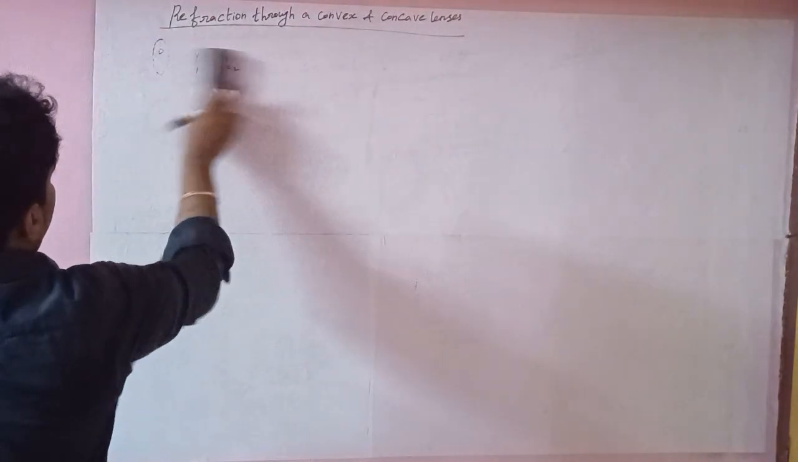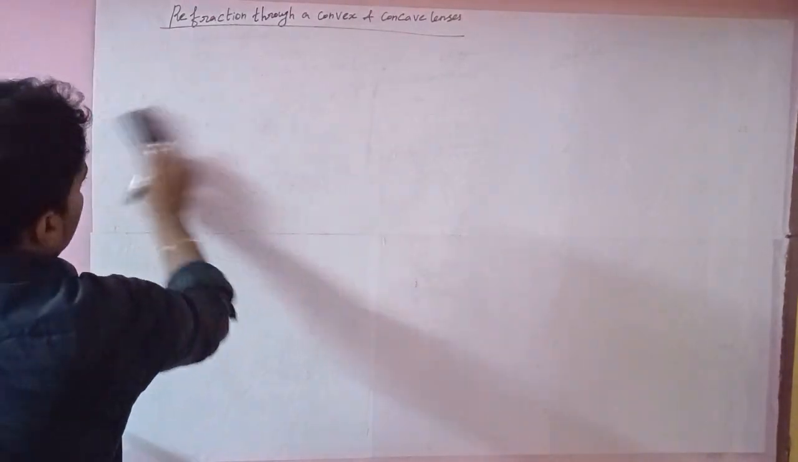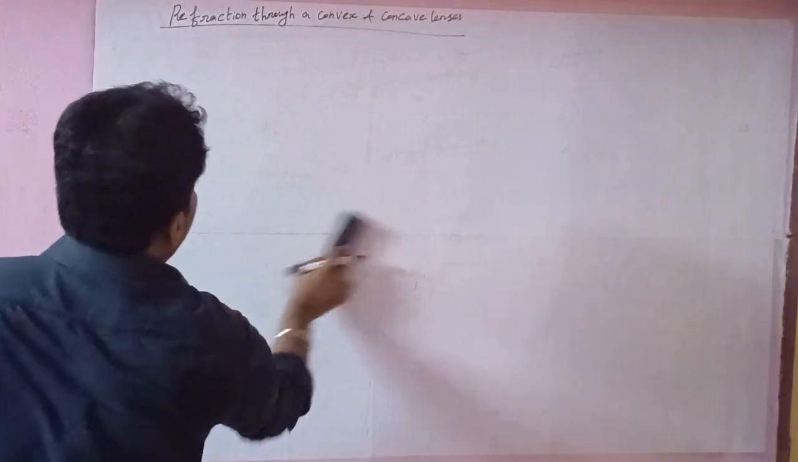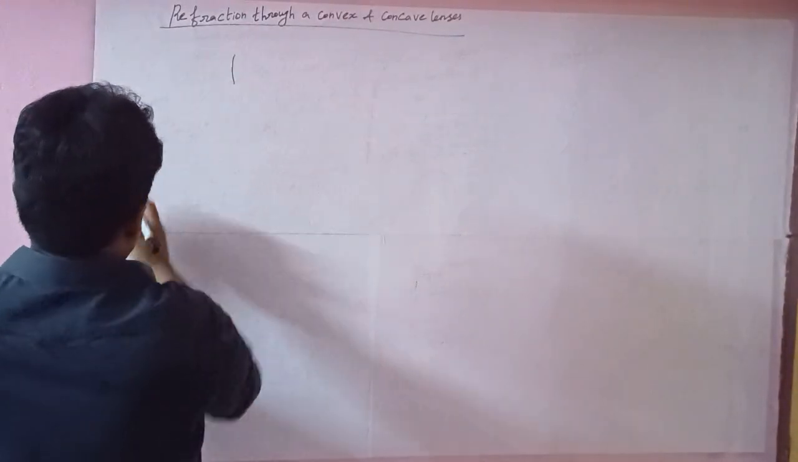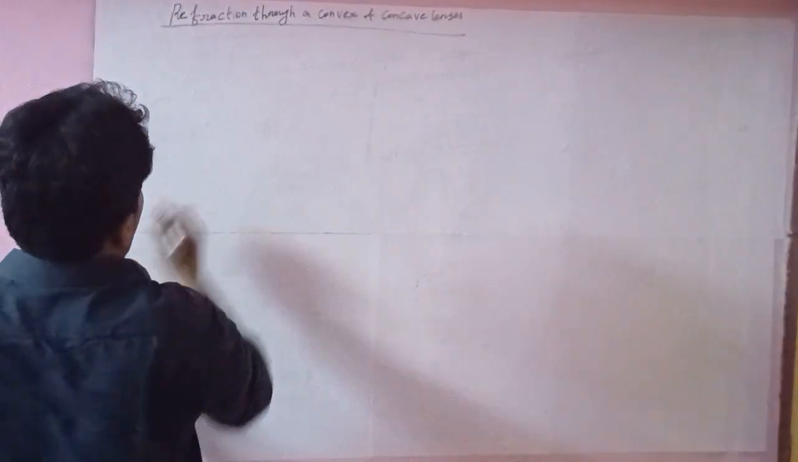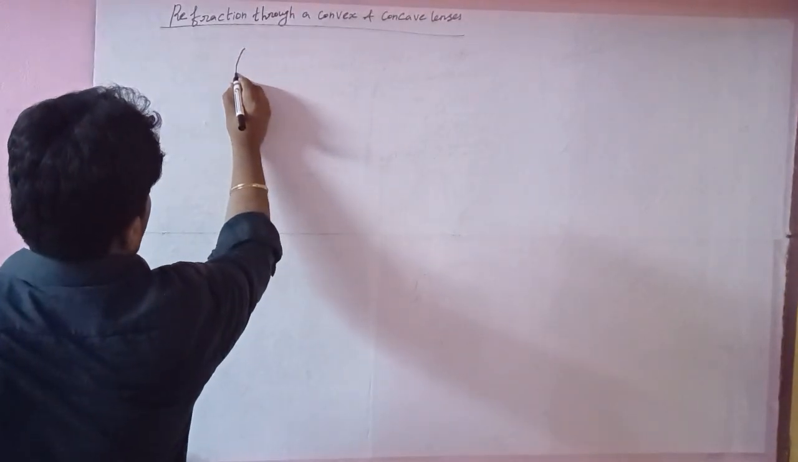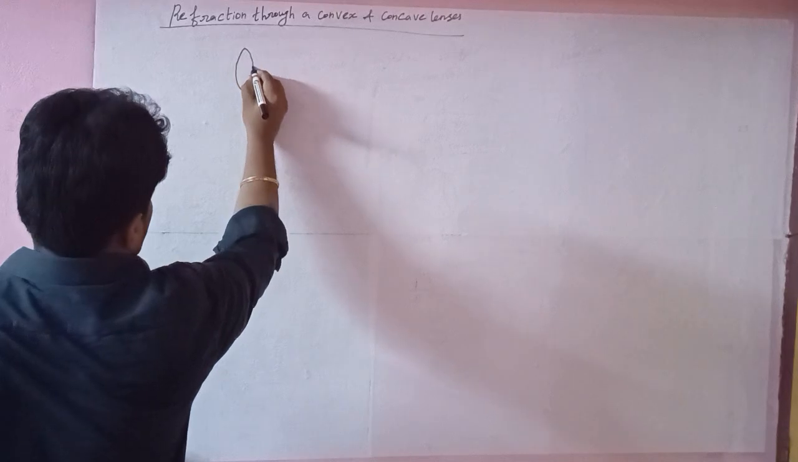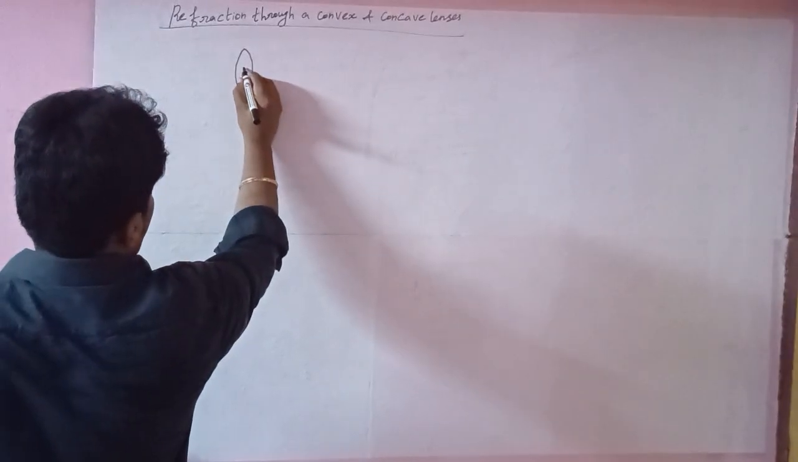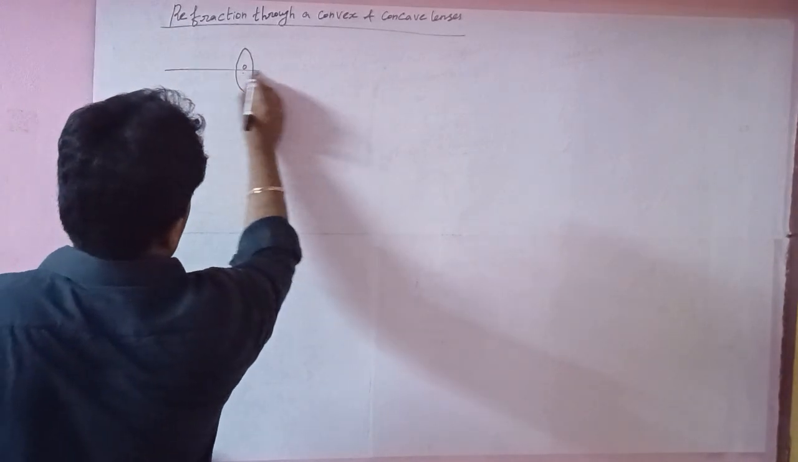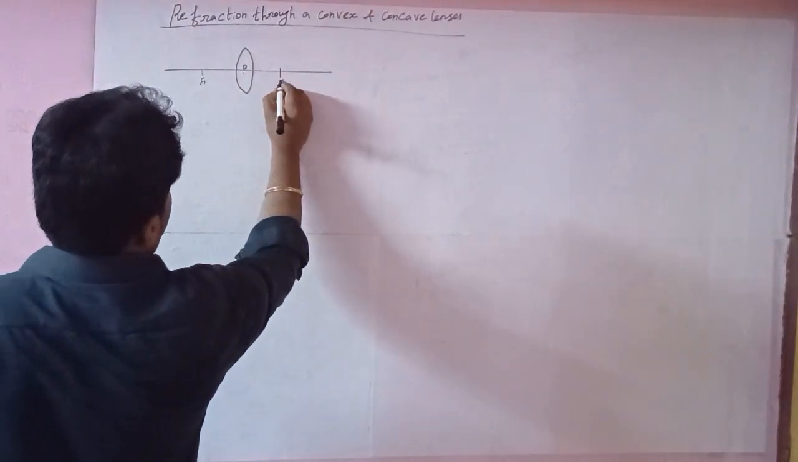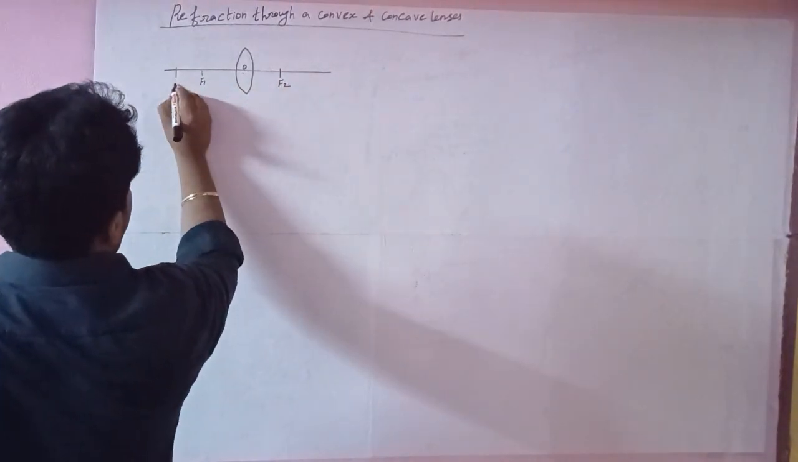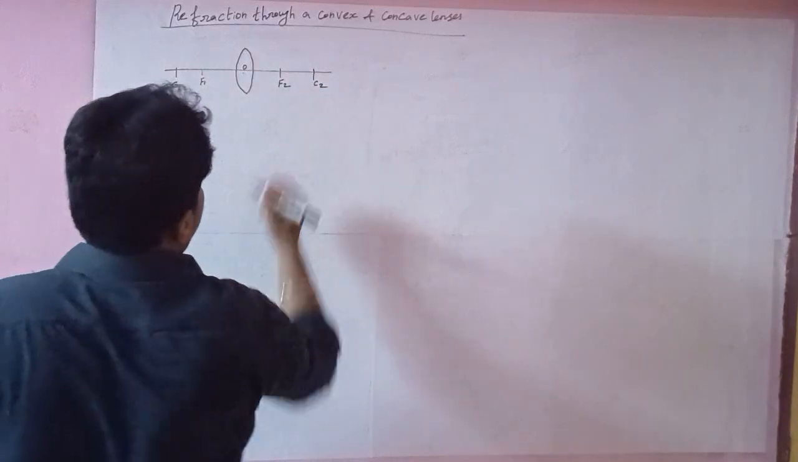So let us quickly recap and draw the diagram again. This is a convex lens. O is the optic center. This is the principal axis. F1 is the object and F2 is the image. C1 and C2 are the centers of curvature.